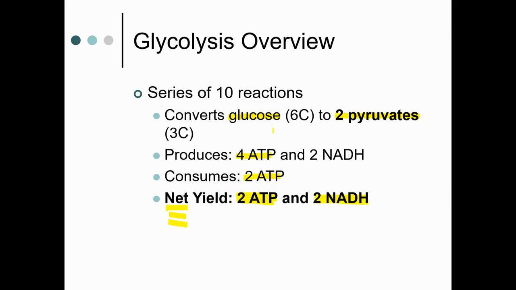All right, so in glycolysis, we're starting with glucose. We're breaking glucose into 2 pyruvates. Sometimes those are called pyruvic acids. And in the process of taking glucose to pyruvates, we gain 2 ATP and 2 NADH, okay? So this right here is going to be an important thing to know, okay?